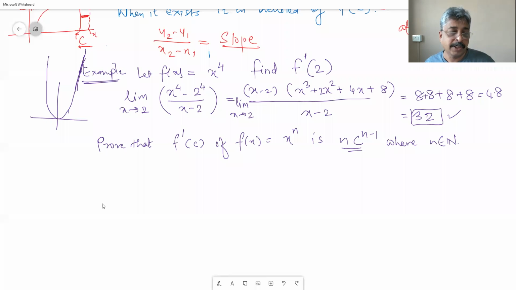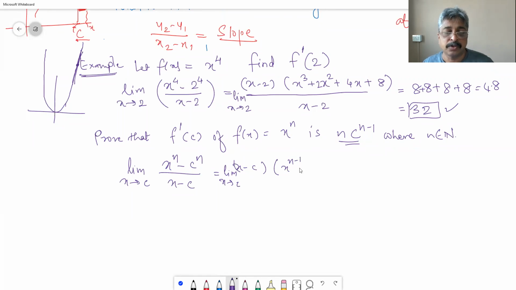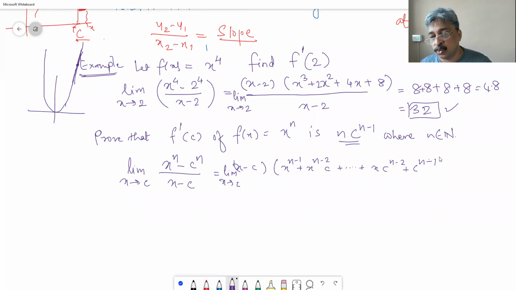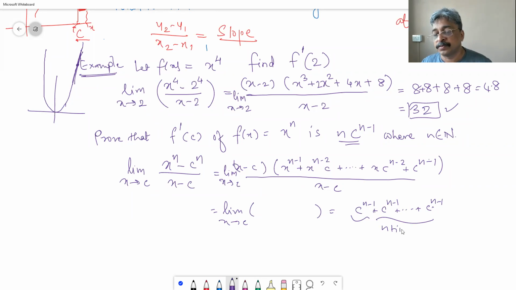Okay, how will you go about it? Exactly the same way. Limit x tends to c of x raised to n minus c raised to n upon x minus c, which is the limit as x tends to c of x minus c common, and inside the bracket x raised to n minus 1 plus x raised to n minus 2 c plus dot dot dot plus x c raised to n minus 2 plus c raised to n minus 1, the whole divided by x minus c. This is equal to the limit as x tends to c of this big bracket, which is equal to c raised to n minus 1 plus c raised to n minus 1 plus c raised to n minus 1, total n times, which makes it n c raised to n minus 1.